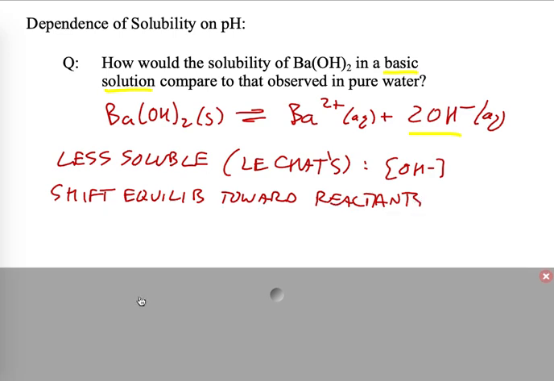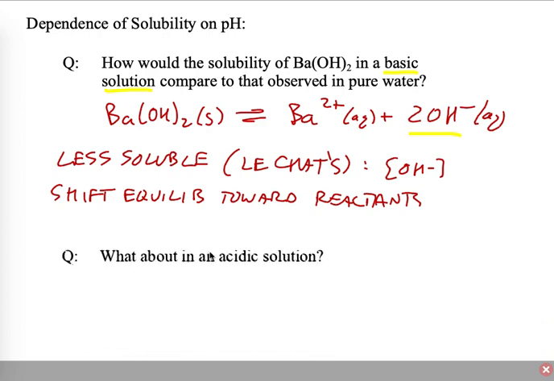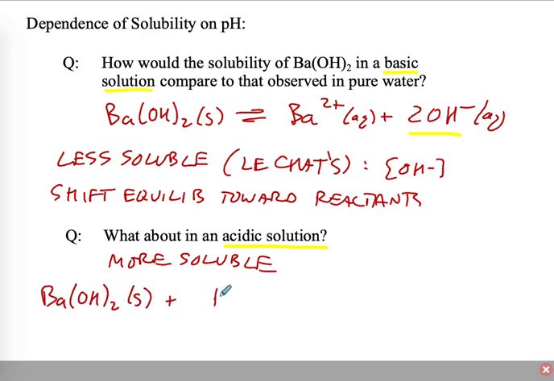Now, what about in an acidic solution? How would the solubility of barium hydroxide in an acidic solution compare to that in neutral water? Well, you would predict correctly that it would be more soluble. Remember, an acidic solution is one that has a higher concentration of hydrogen ions than neutral water. And we can actually show this by writing a chemical equation. Barium hydroxide would react with the excess hydrogen ions present in the acidic solution to form liquid water.